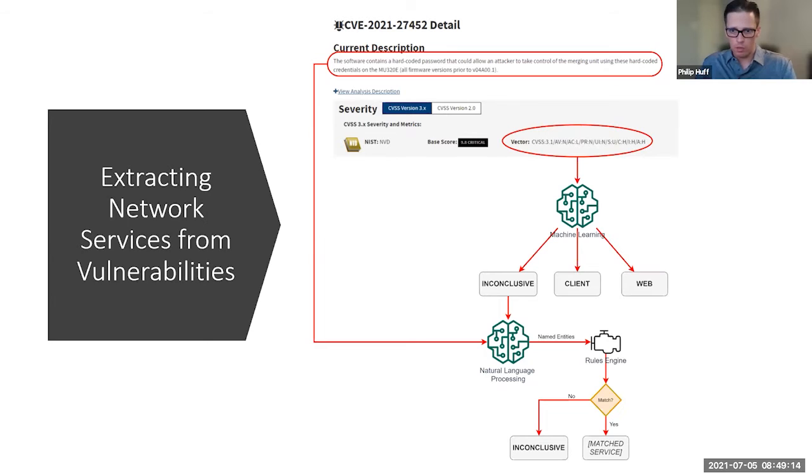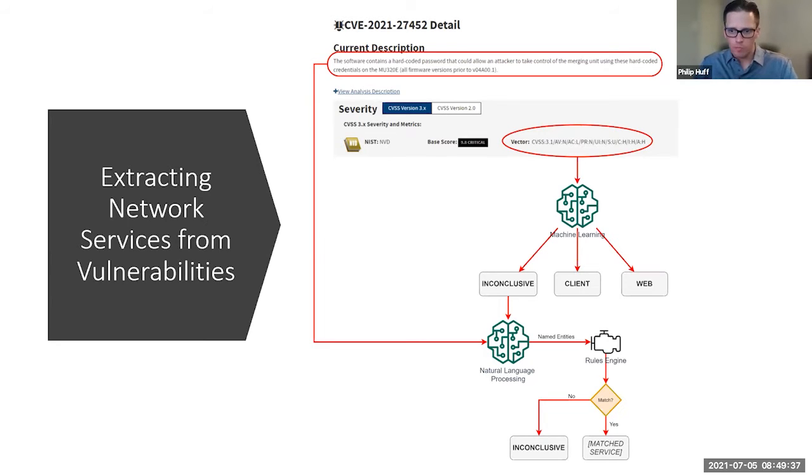The client service means a user needs to interact locally with the vulnerability. A large portion of publicly reported vulnerabilities fall under these two categories. The reason machine learning works so well is because several of the input features have a strong correlation to either a web or client network service.